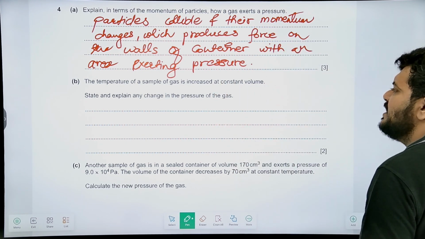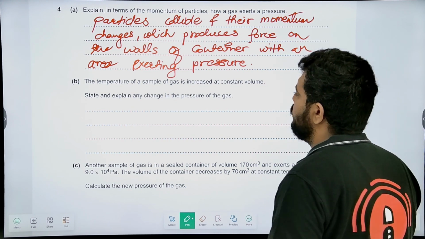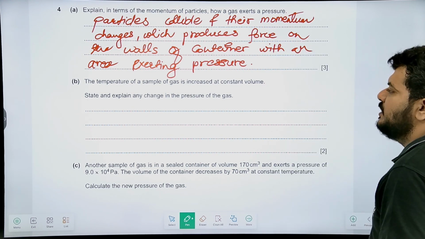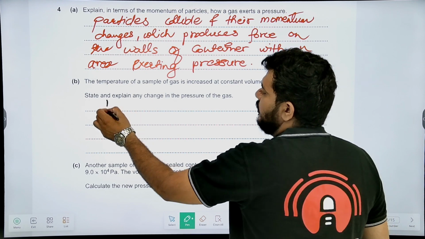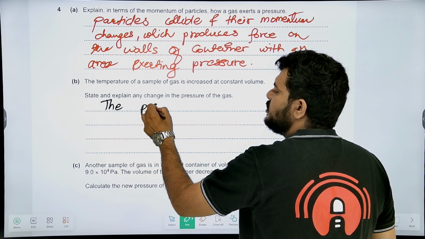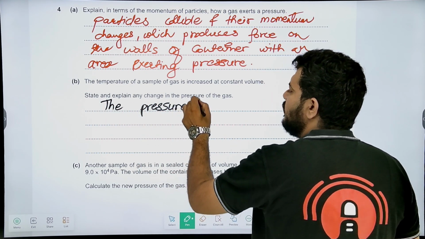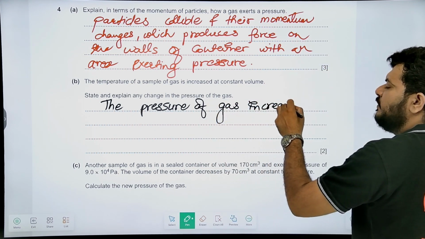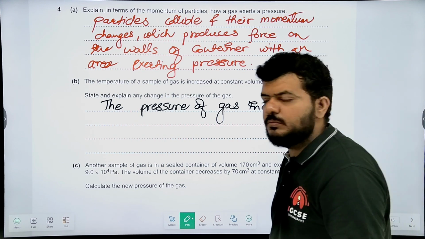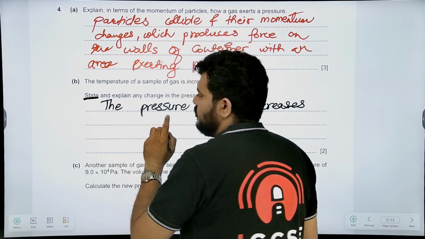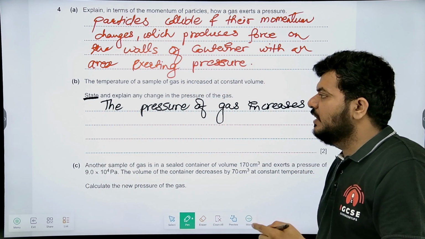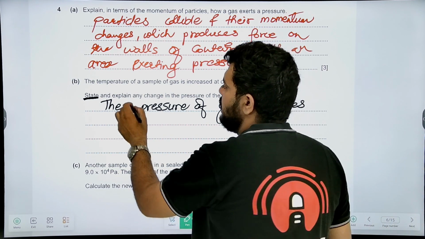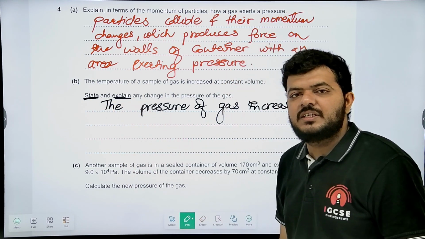The temperature of a sample of gas is increased at constant volume. State and explain any changes to the pressure of the gas. The pressure of gas increases. Why will the pressure of gas increase? And the question is asking both of the things. They are saying state. So I have stated the pressure of gas increases. But to state correctly, I must know why it increases.